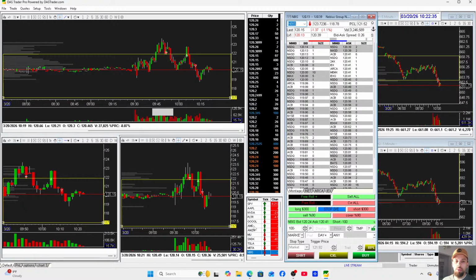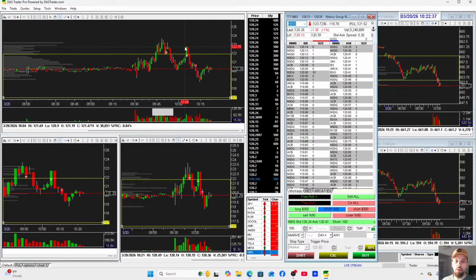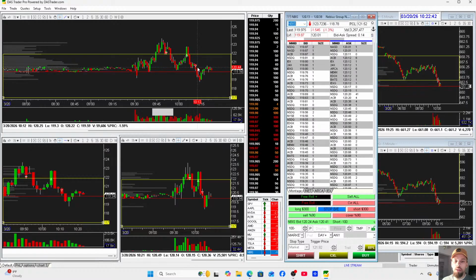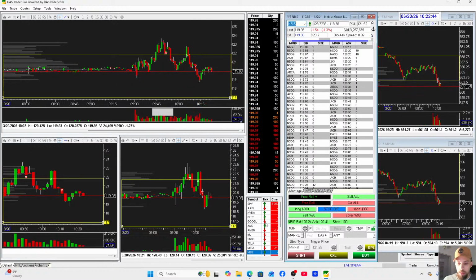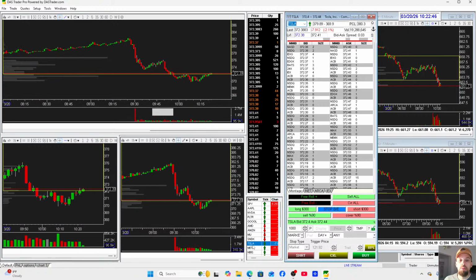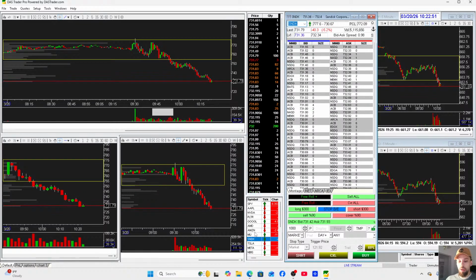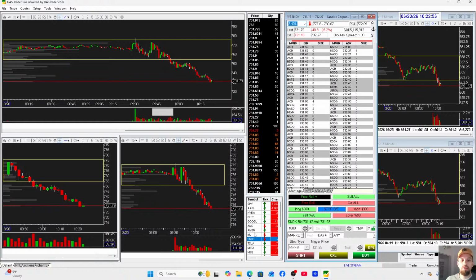Don't want to add to my position. This would have been great for that short. Add to my position, target this area here. Would have been a lovely win. But we have data that we're recording, so we'll review and learn from it.